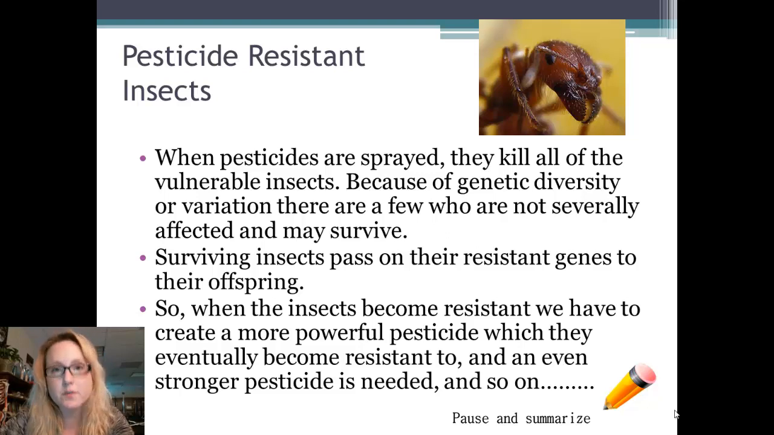In order to kill the pesticide-resistant insects, you must create a new pesticide. This leads us back to the Red Queen effect, which is that we are constantly having to develop new pesticides to help deal with the ever-evolving insects that we're trying to kill.